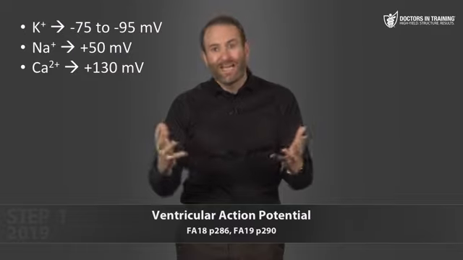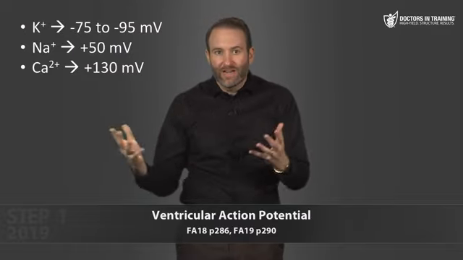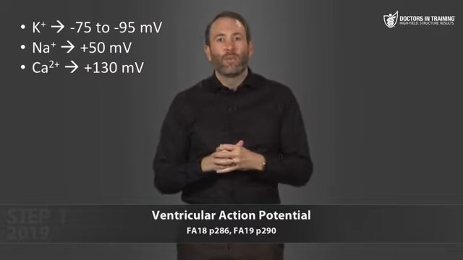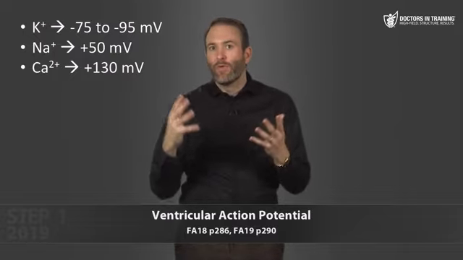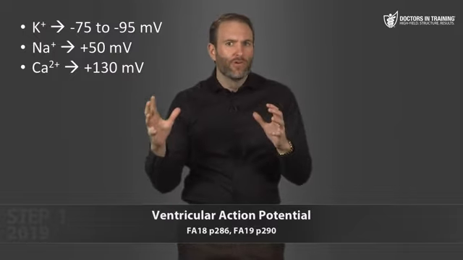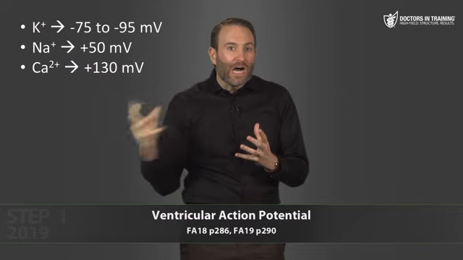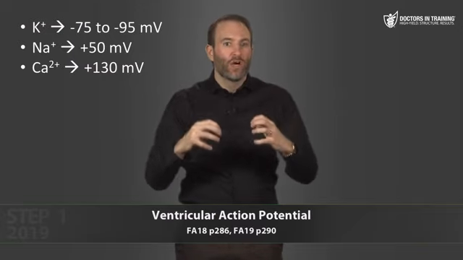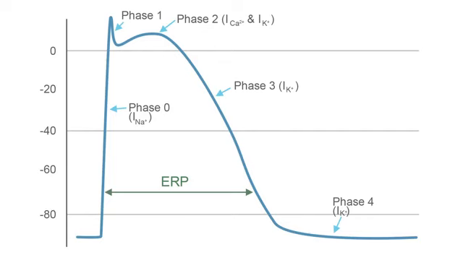So to recap, potassium is about -75 to -95, sodium is positive 50, calcium is about positive 130. But memorizing those particular numbers is not that important. Remember which ion is causing a positive and which is causing a negative potential. All right, so let's look at this picture.